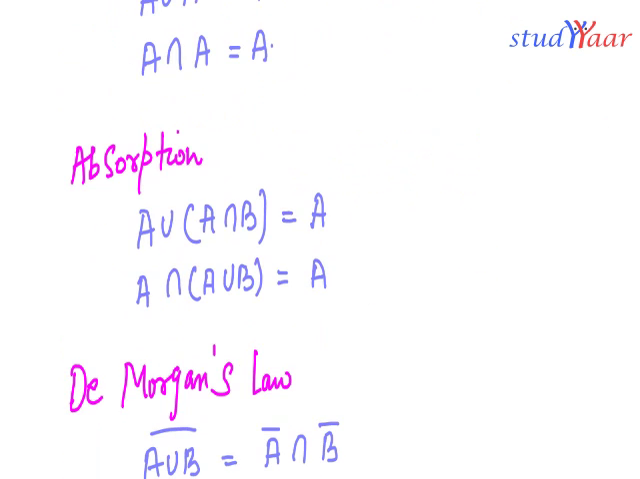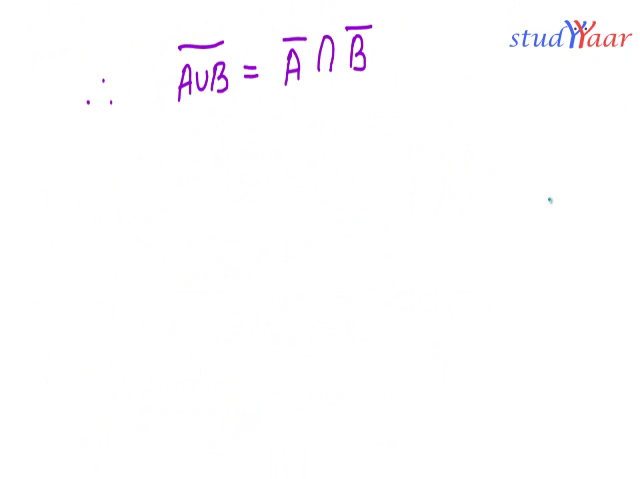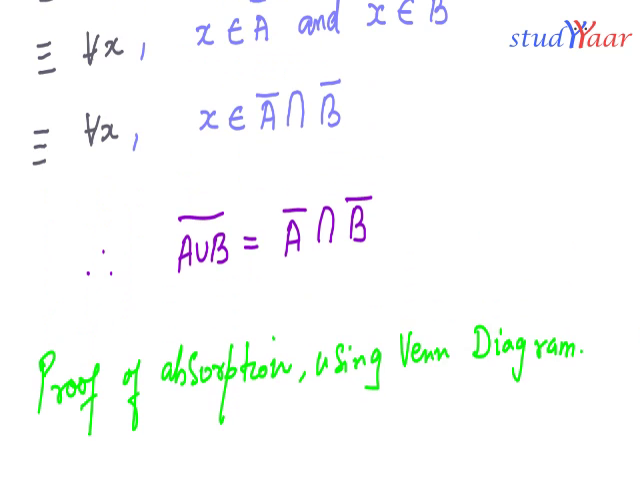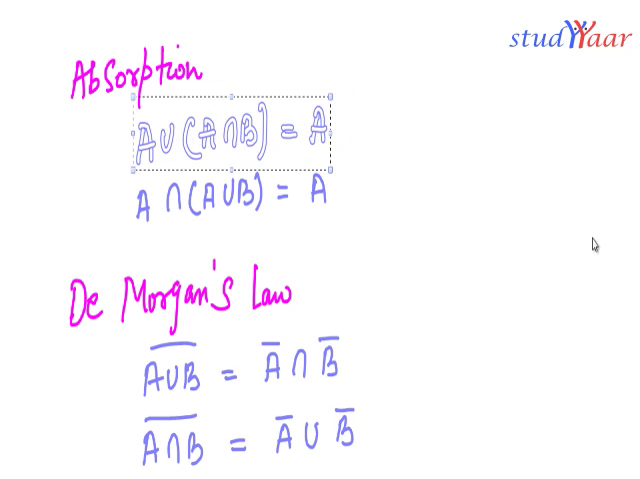So let us try to prove absorption using Venn diagrams. I'm going to write down over here: proof of absorption using Venn diagram. You just have to show that both the regions are the same in the two given sets we are going to prove.